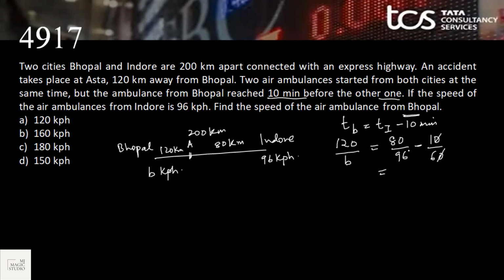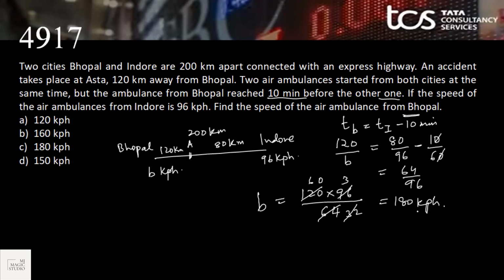1680 minus 16 is 64. 64 by 96. B equals 120 into 96 by 64. This will go 3 times. 180 kph. The speed of air ambulance from Bhopal is 180 kph. That is in option C.